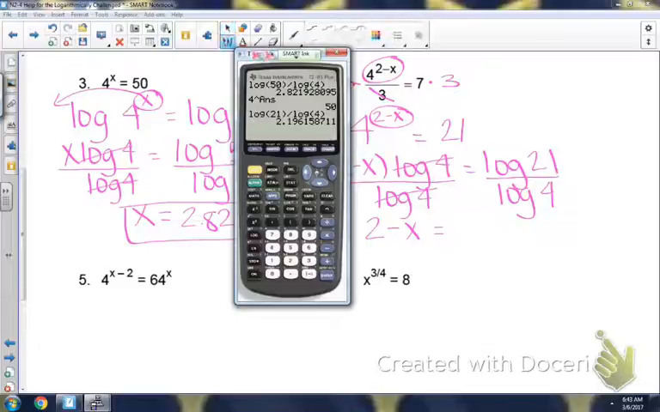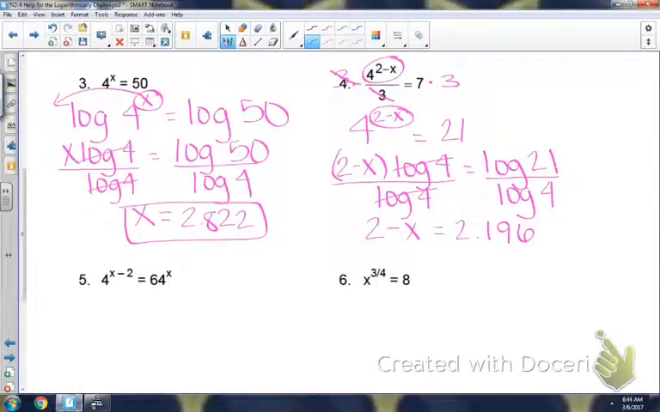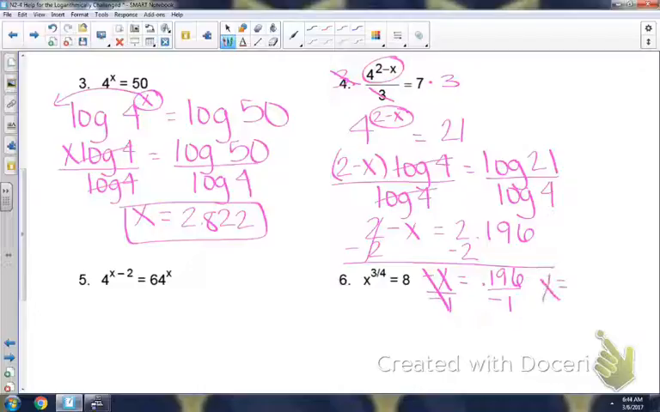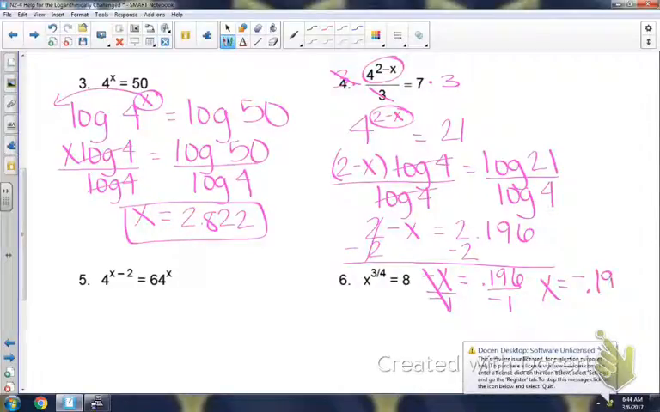Let's round to 3 decimal places, 2.196. And then from here, we're getting x by itself. X isn't by itself, so we have to do a couple more steps. So we need to subtract 2. So we get negative x equals, when I subtract 2 from that, I get 0.196. And then to get rid of the negative, I divide by negative 1. So we should get x equals negative 0.196. And then you can plug it back in and check it.